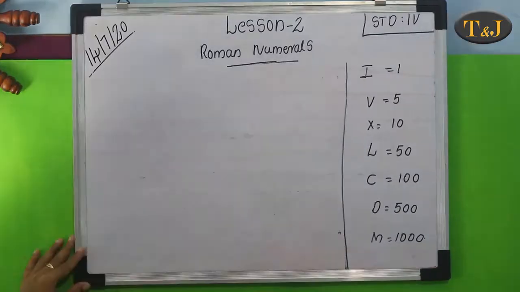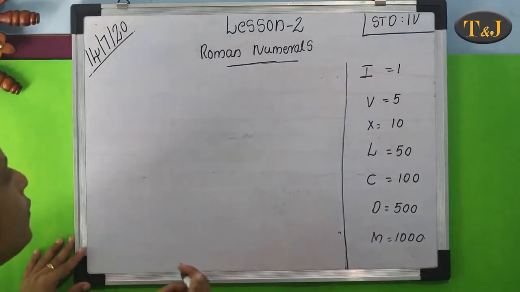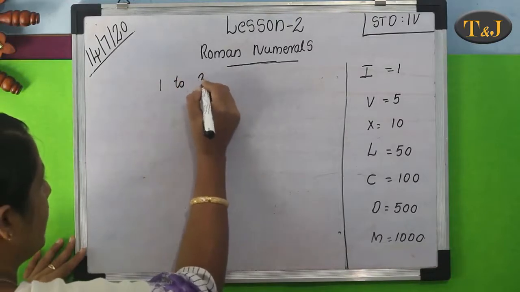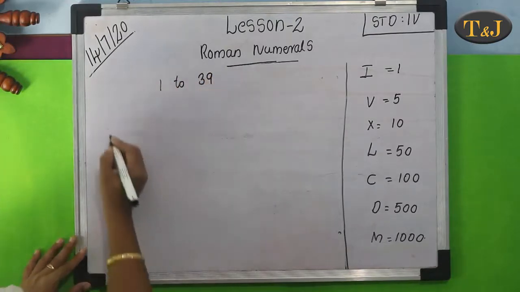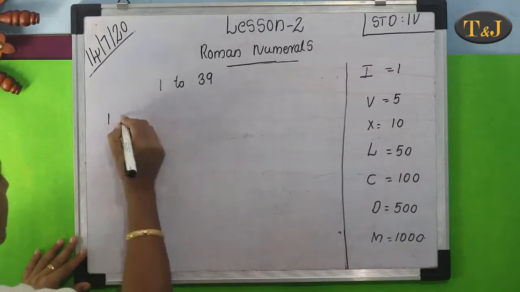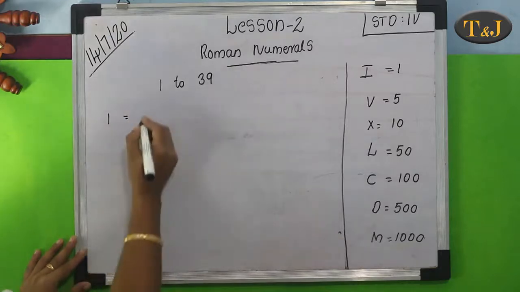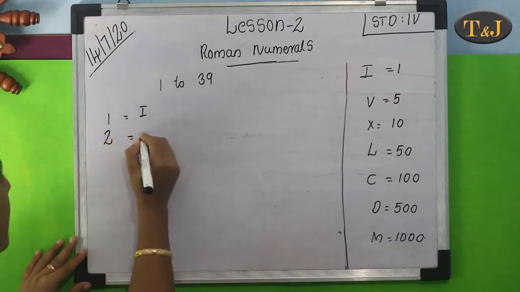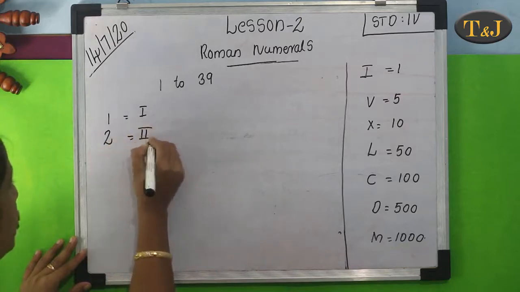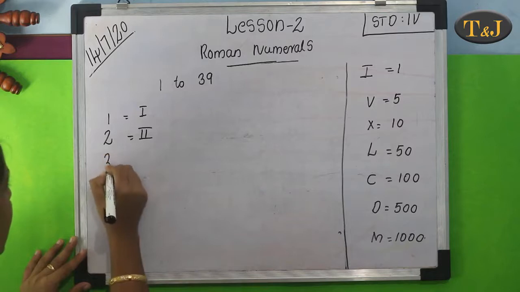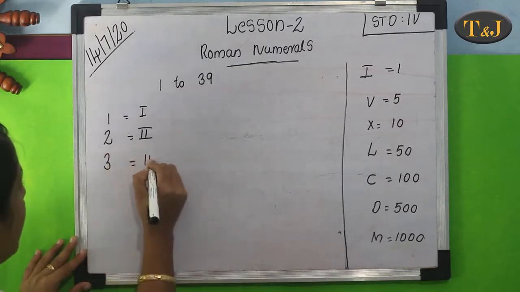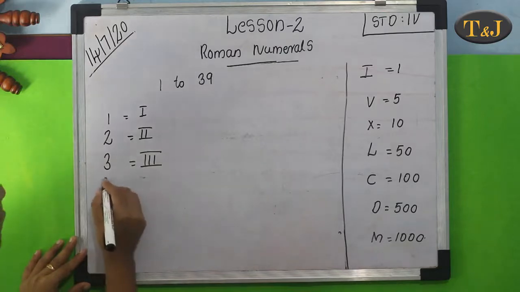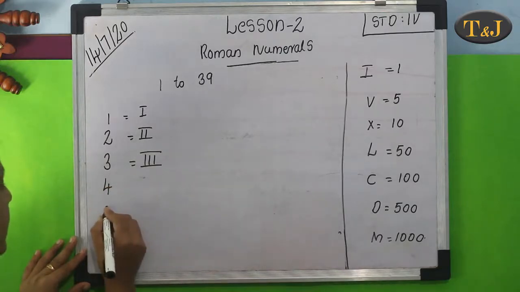Okay. Next we want to write the numbers 1 to 39 in Roman numerals. First number is 1. How can we write the number 1? That is I for 1. Then the number 2, that is II equals 2. Next we want the number 3, that is III equals 3. Okay. Next we want the number 4. Before that we have to write the number 5.